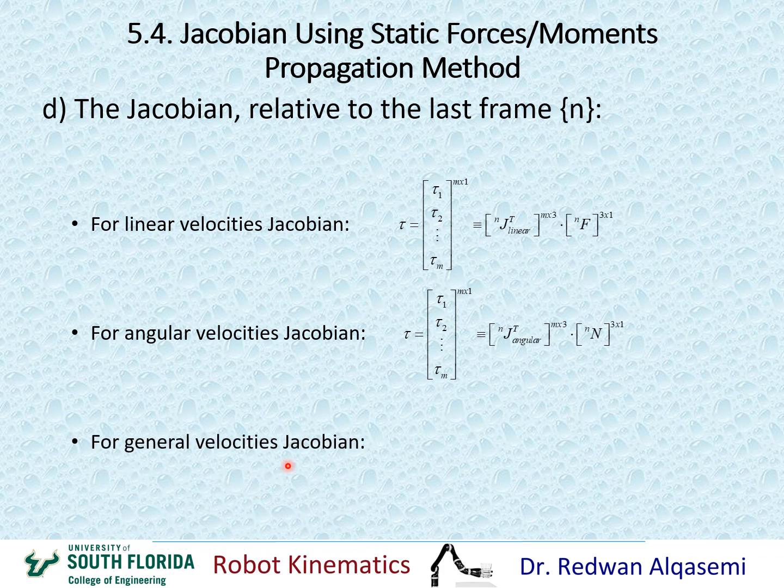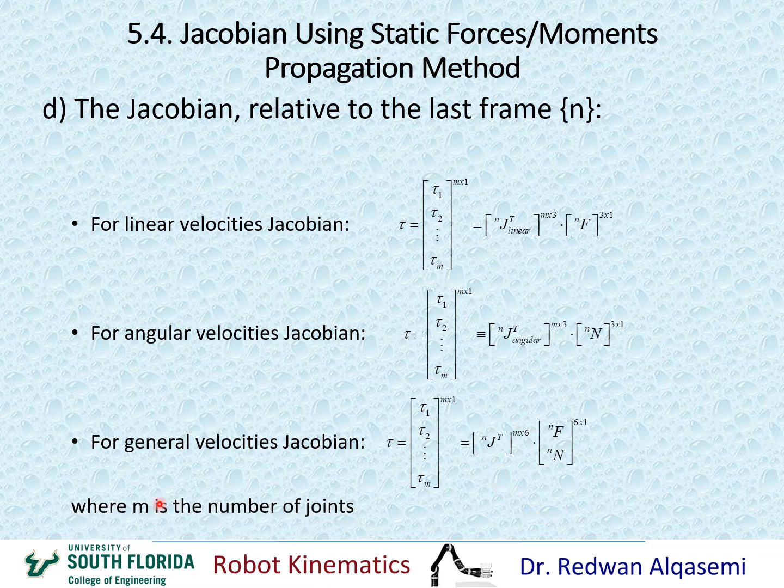Now, if we want to find the general Jacobian, that means we will just combine these two Jacobians together. We can take it from the beginning and line these up, and this time we have a vector that includes both forces and moments. This vector is a 6 by 1 vector that includes both. That gives us a matrix of dimension m by 6, and that would represent the transpose of our Jacobian. If we transpose that matrix, that gives us our Jacobian. And of course, m is the number of joints for all these m quantities.